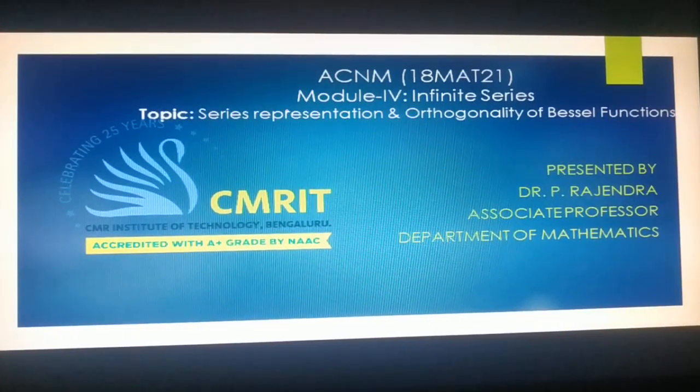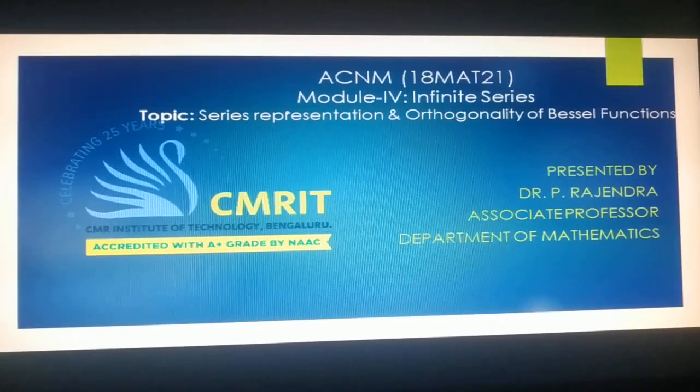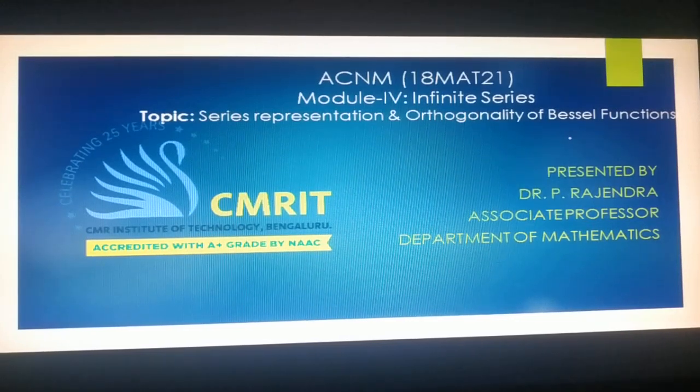In our previous lecture, we learned about power series, and with the help of power series, we got the solution for Bessel's differential equation in the form of series. Those solutions we are calling Bessel functions. In today's lecture, we will see how to represent these Bessel functions in terms of series, as well as the orthogonality of the Bessel functions. Let's start.